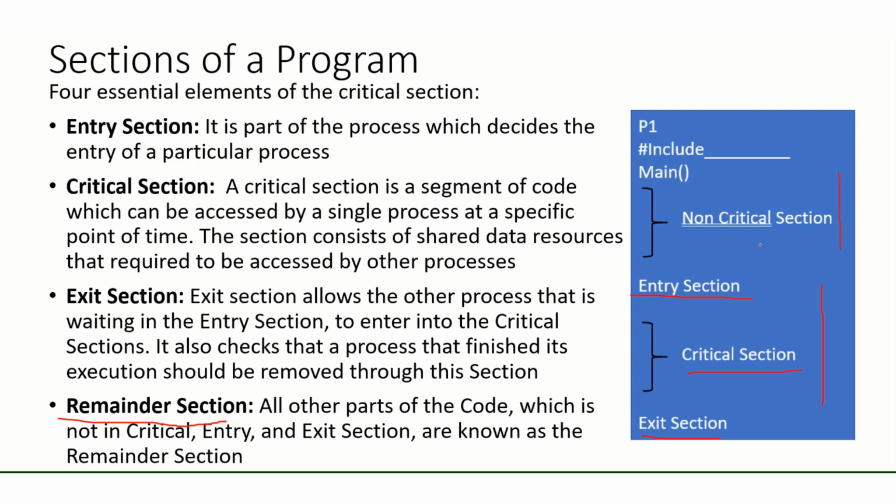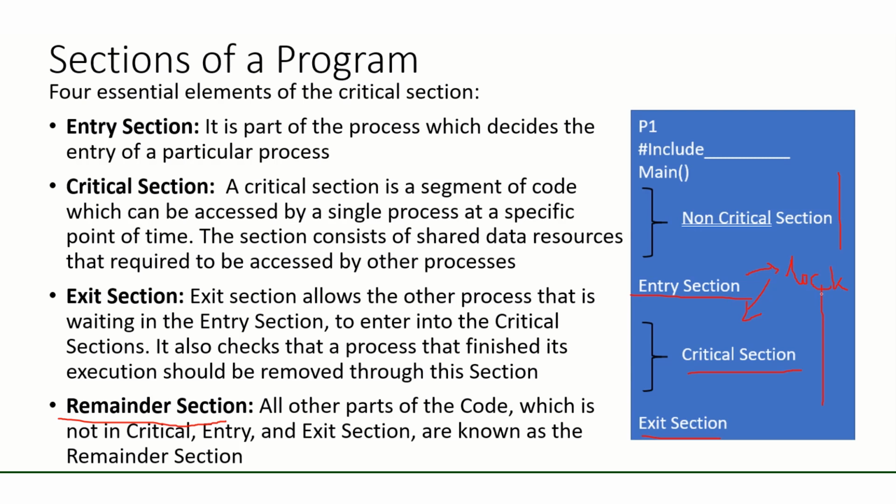So for example, if there are more number of processes, at one particular time only one process is allowed to enter a critical section. For all other processes, this will provide a lock. So for all other processes, the critical section will be locked. After the entry section, the next is the critical section.